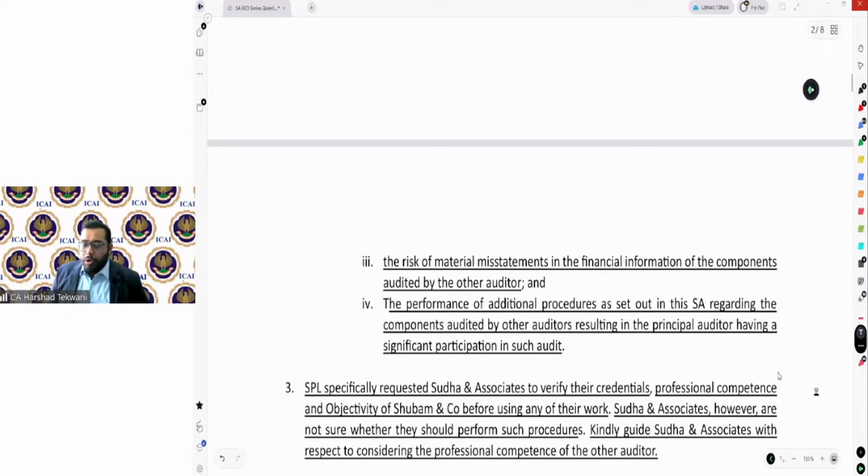So now in this question number 3, Sudha and Associates, SPL requested Sudha and Associate to verify credentials, professional competency, and objectivity of Shubham and Company. Just for the sake of clarification, both are member firms, registered with the institute, because then only they can be auditor. So we will not go in another direction, but we will stick to that.